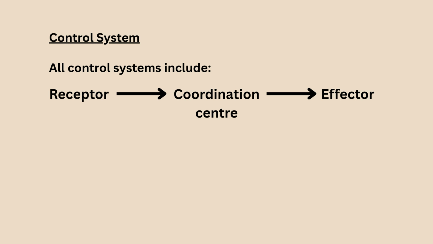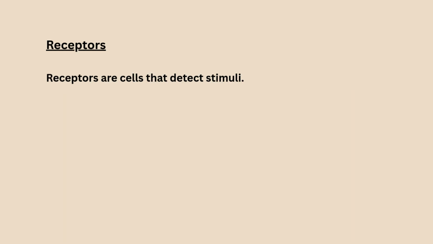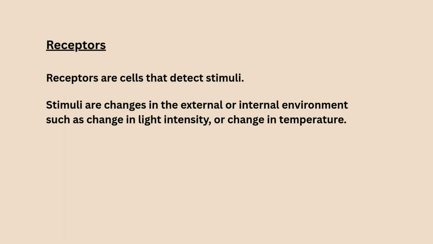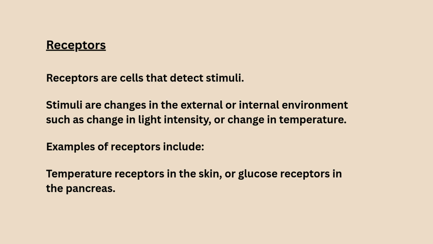blood glucose control. All control systems have three main parts: a receptor, a coordination center, and an effector. Receptors are cells that detect stimuli. Stimuli are changes in the external or internal environment, such as a change in light intensity or a change in temperature. Examples of receptors include temperature receptors in the skin or glucose receptors in the pancreas.